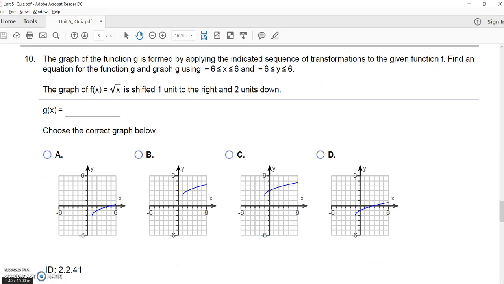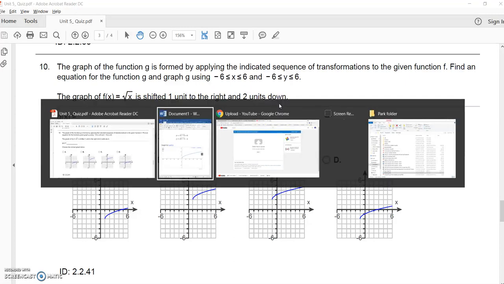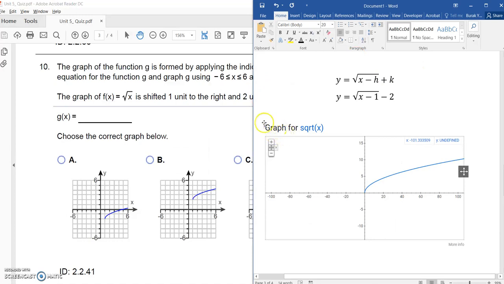So let's just take a look at this. Okay, so in this last question, number 10, the graph of f of x equals square root of x is shifted 1 unit to the right and 2 units down. And again, you can just Google the graph of square root x, and you'll see that it's this, which starts from 0, 0, and it's a curve like this, which is like half of the sideways parabola.